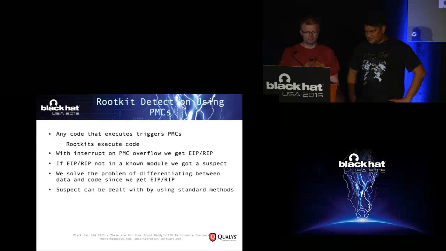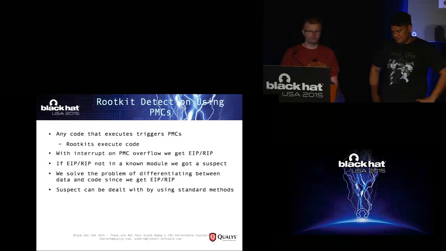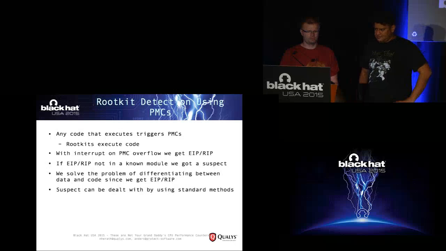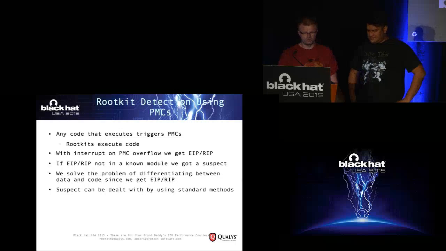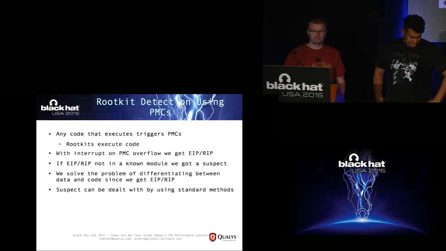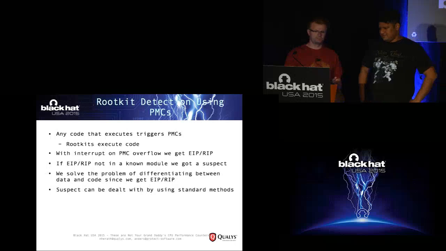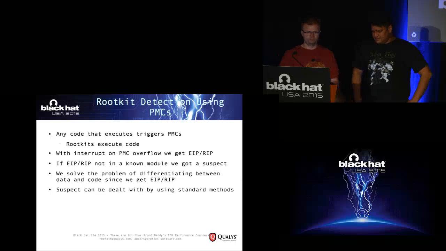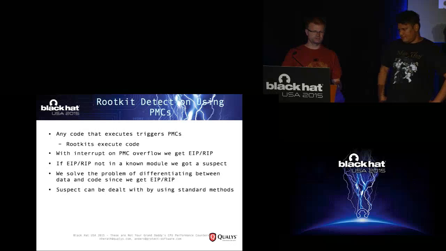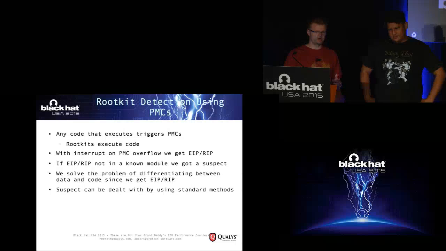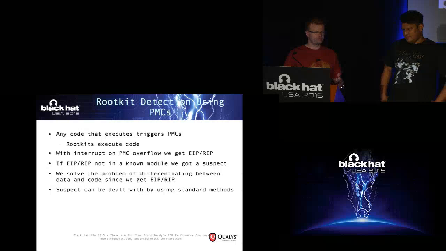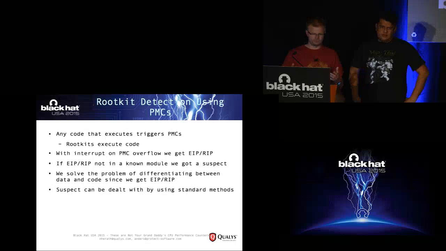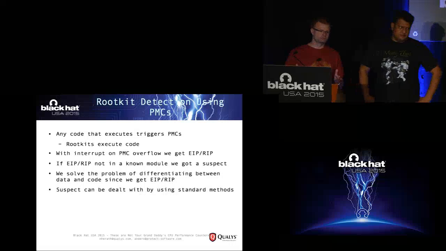The idea here is any code that executes will trigger PMCs, and rootkits execute code. So with an interrupt on PMC overflow, we will automatically get an IEP or an RIP, and thus we know that code is being executed here. Then we can traverse all known modules and see if it's in those modules. If it's not, then we have a suspect. We think this might be a rootkit. A suspect can be dealt with by standard methods.